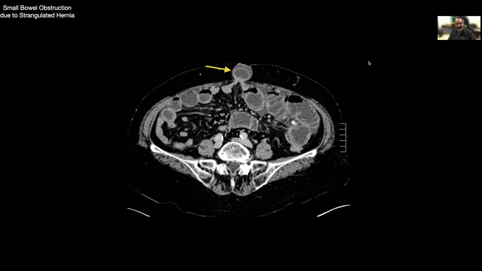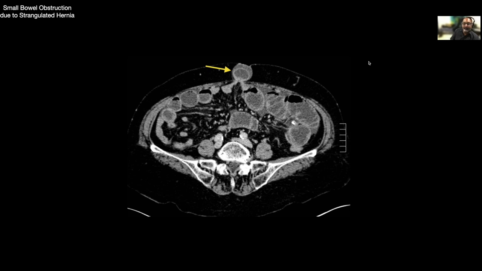Yes, that's the word. So what's the difference between incarcerated and strangulated? I think there's a hernia that's reducible. That's the hernia that you can push back in. But if you can't push a hernia back in, or if you don't feel a cough impulse from a hernia, then that is incarcerated. But that doesn't mean that there's any symptoms of pain or obstruction.